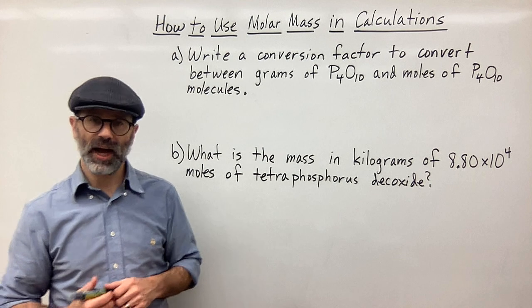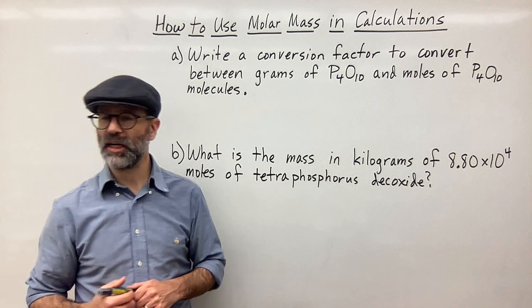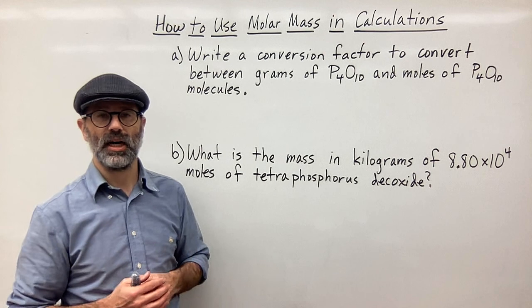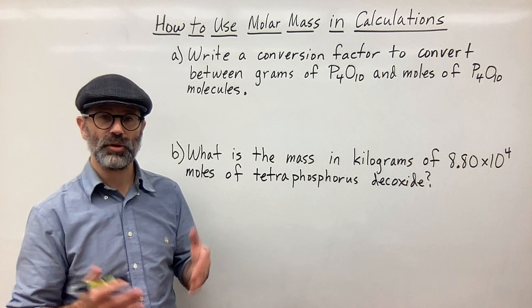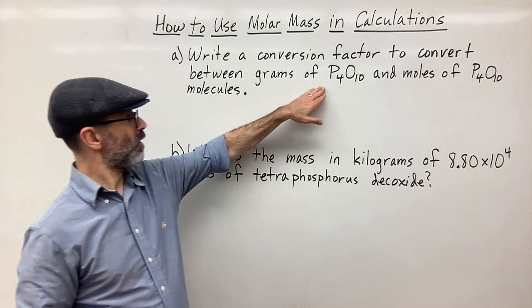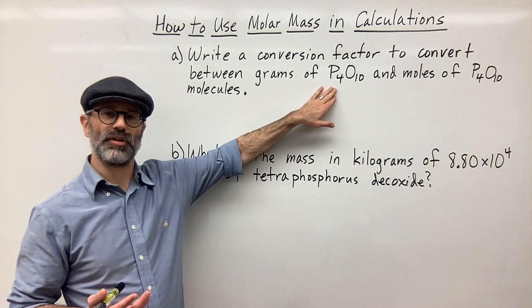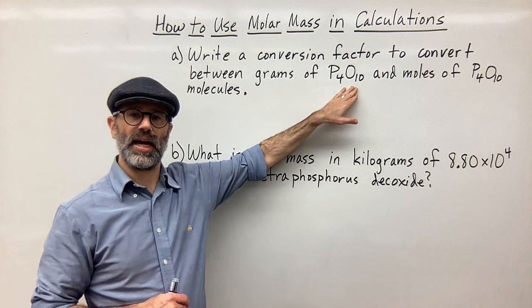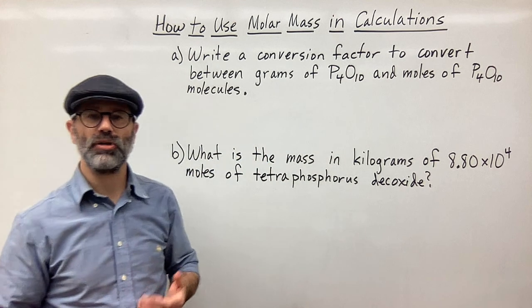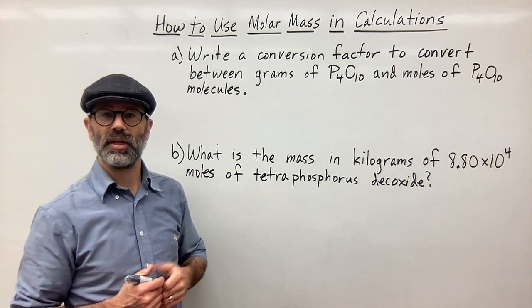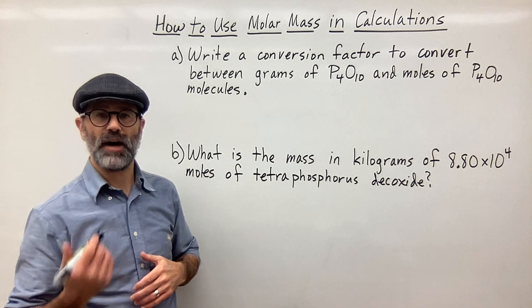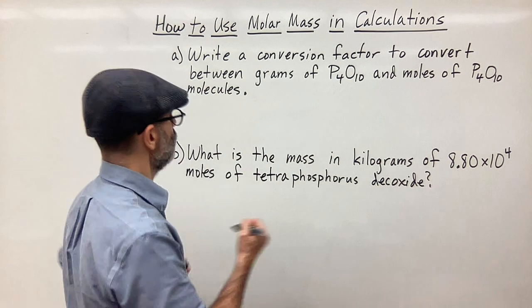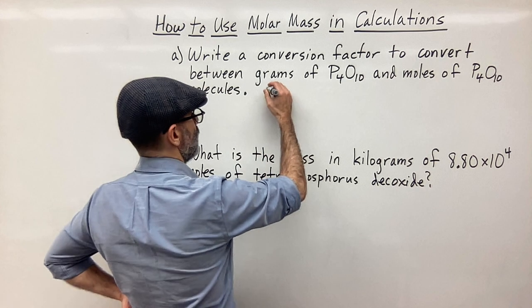And the way you do that is you use your periodic table and you look up the atomic masses of the elements that make up your substance. So here we have P4, that means we have phosphorus. We have 4 atoms of phosphorus, and we have oxygen, 10 atoms of oxygen. So all we need to do is look up the atomic masses of phosphorus and oxygen and add all of those together. So basically, it would look like this.